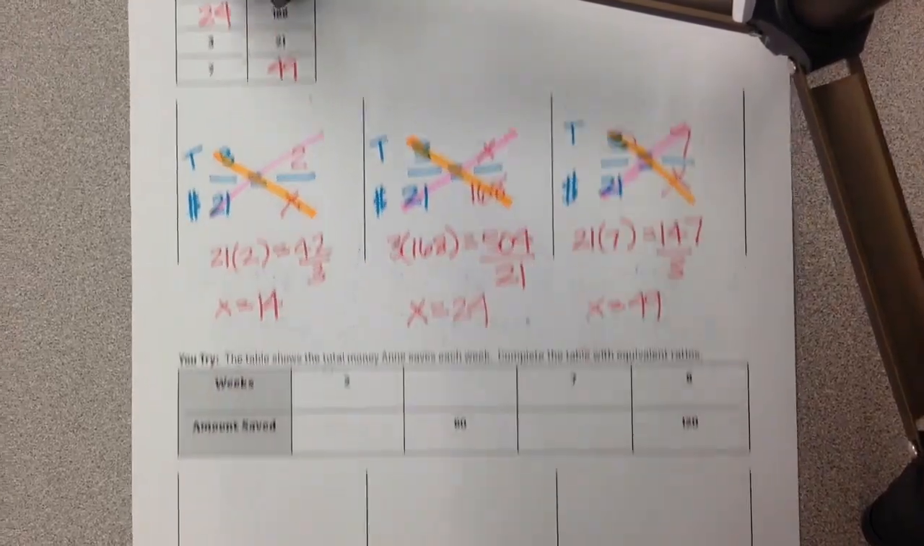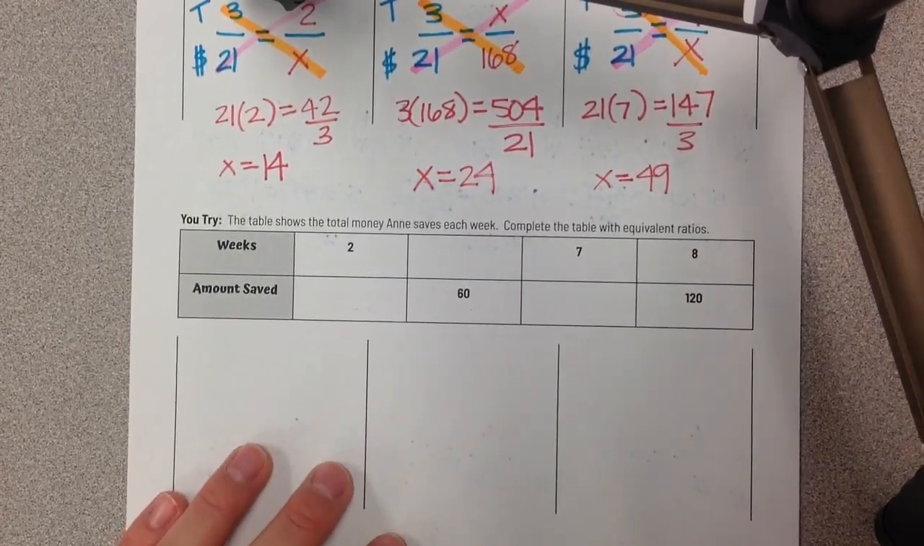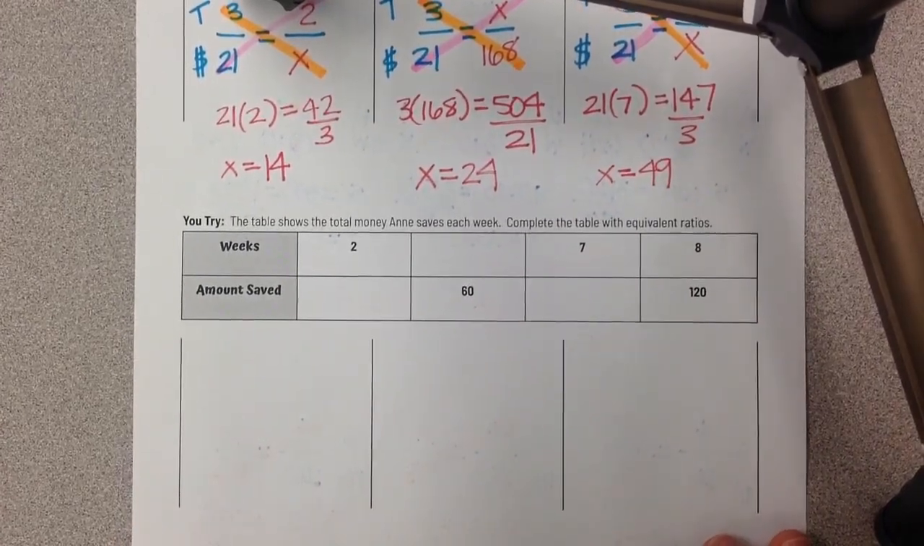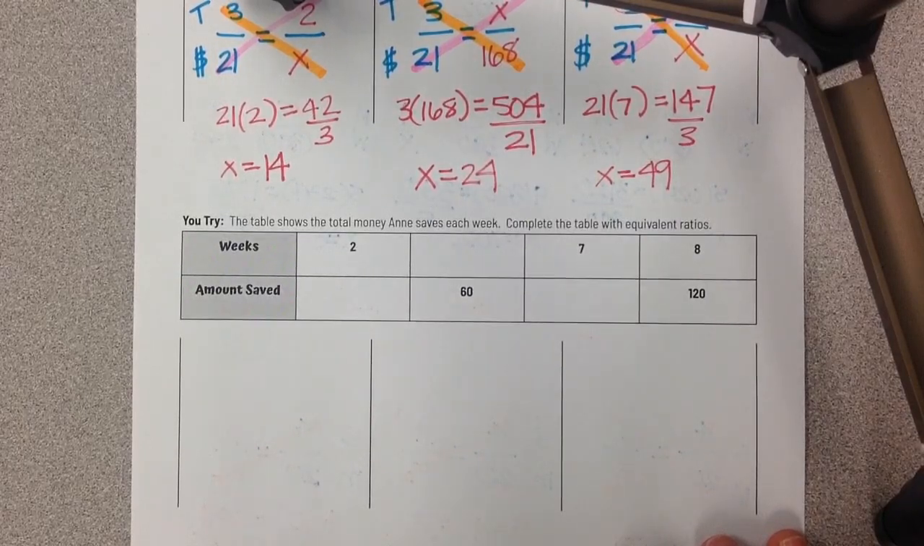So for your you try, it says the table shows the total money Anne saves each week. Complete the table with equivalent ratios. Good luck and get it checked when you're done.